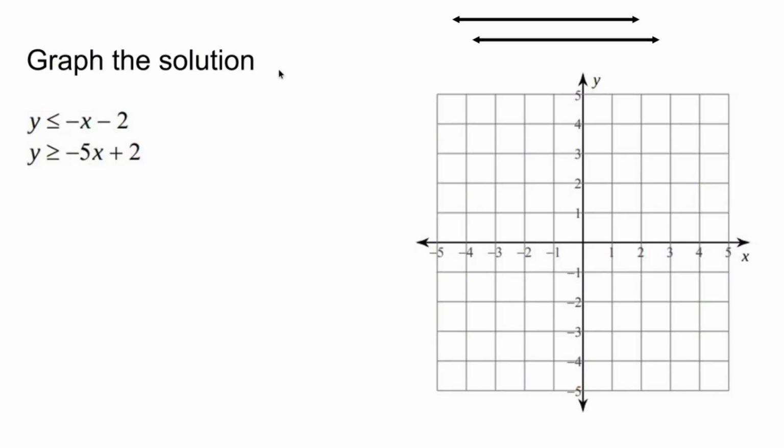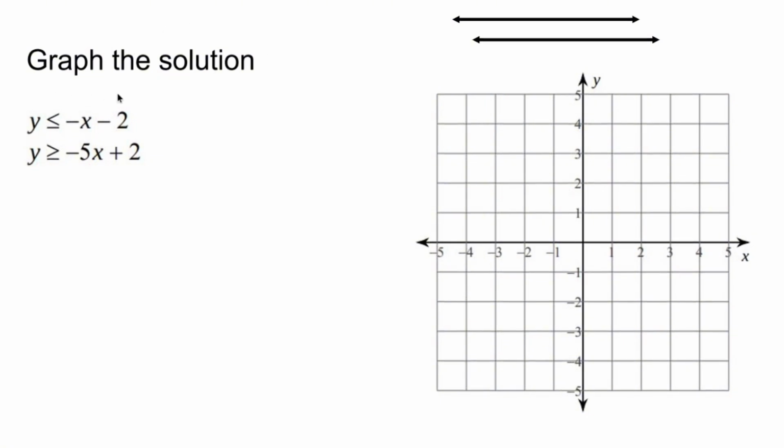All right, graph the solution. What we have here is what's called a system of inequalities. What you do is you graph each inequality one at a time, and you shade each side one at a time and find out where the two shadings meet. Wherever the two shadings meet is going to be your solution. So let's take a look at each of these.